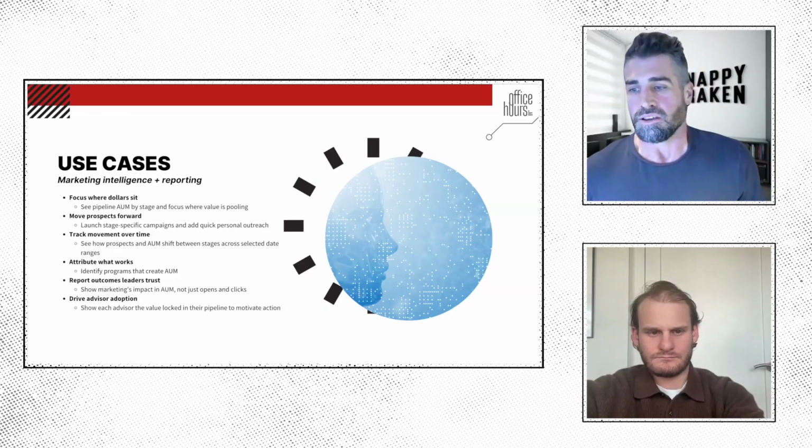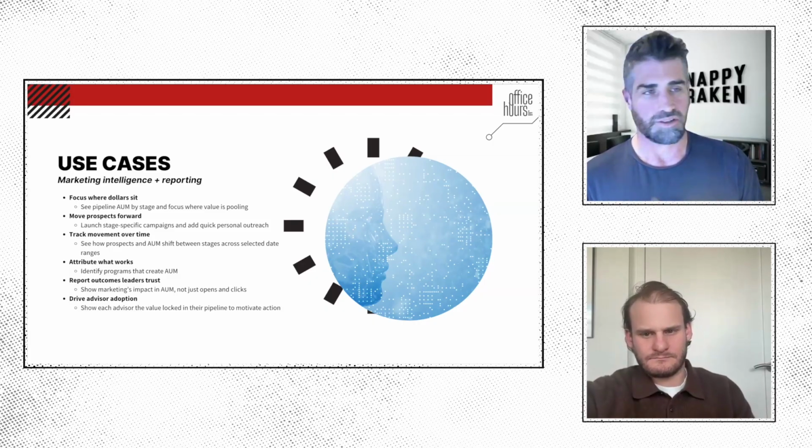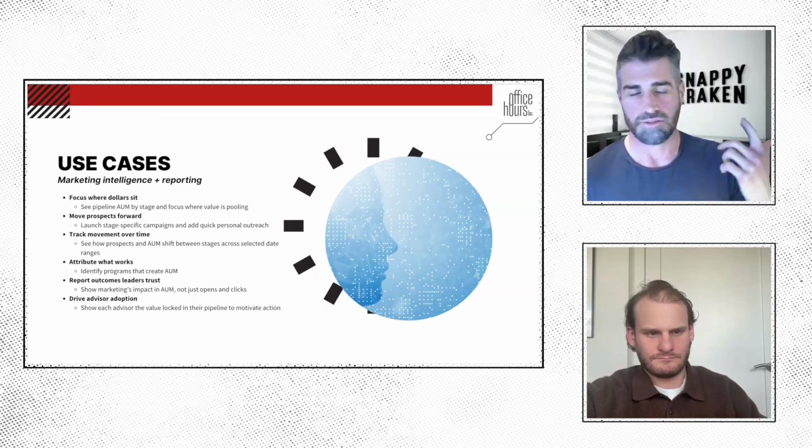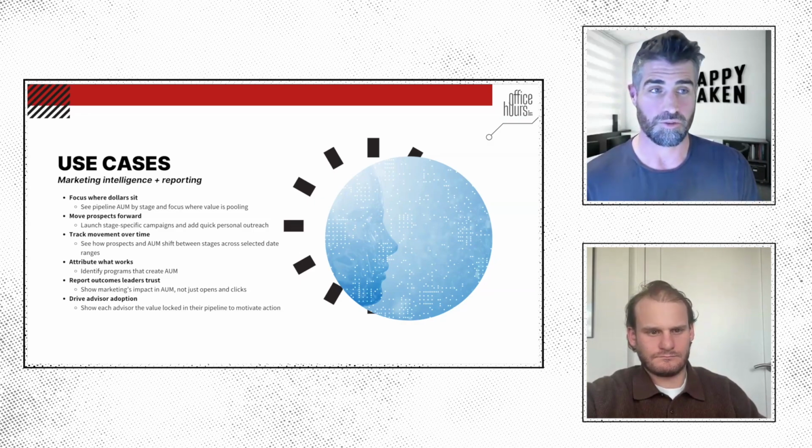Very cool. We start reporting these outcomes in dollars instead of just engagement metrics, and that's what people want to hear. The leaders, anybody that you need to report this to, that you're reporting metrics you're responsible for. If you can report the dollars and AUM versus opens and clicks, that's huge.